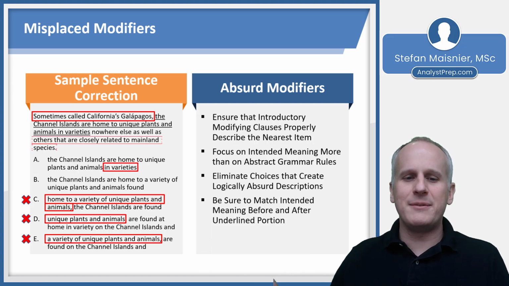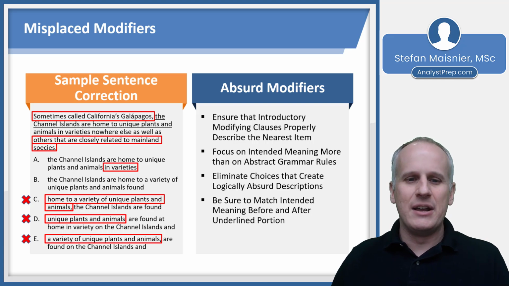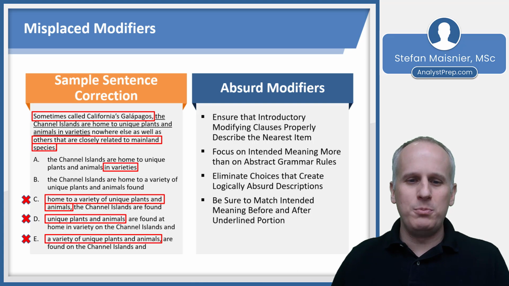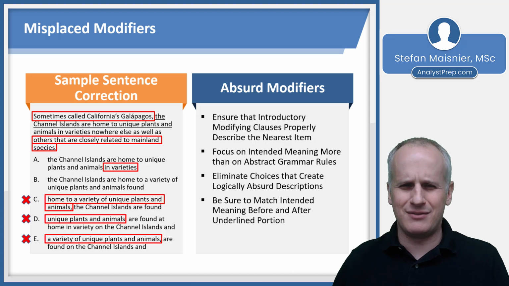Then we have to make sure that we match the intended meaning, not just before, but also after the underlined portion. So we see that we're ultimately comparing to others that are closely related to mainland species in the non-underlined portion. And we've got home to unique plants and animals in varieties in the original. And you can't have varieties be other varieties that are closely related to mainland species. You can't have a variety that's related to a species.